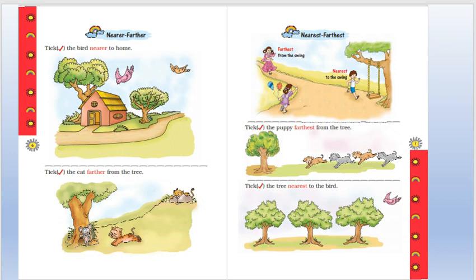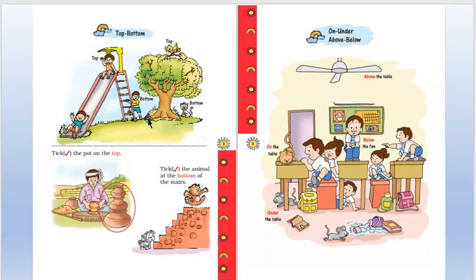Okay, and what about this? Again the position, that is the position of top and bottom. Okay, here you are seeing top means something at a higher level from the ground. So this boy is at the top and this boy is at the bottom. And this bird is at the top of the tree and this cat is under the tree. Okay, at the bottom of the tree.